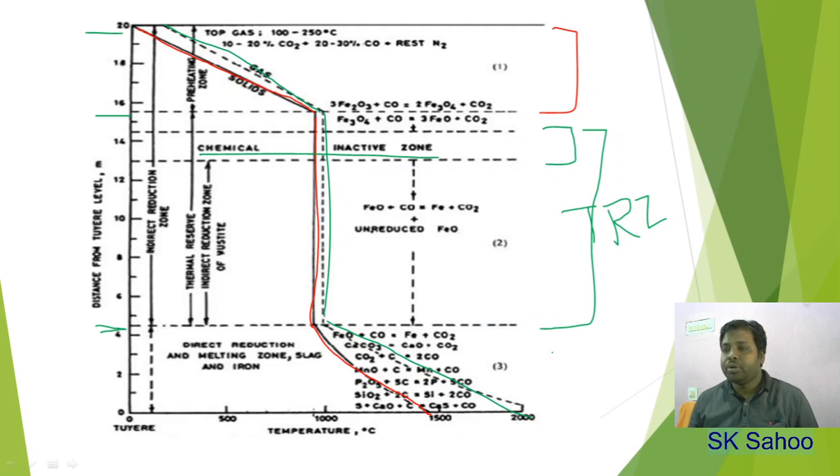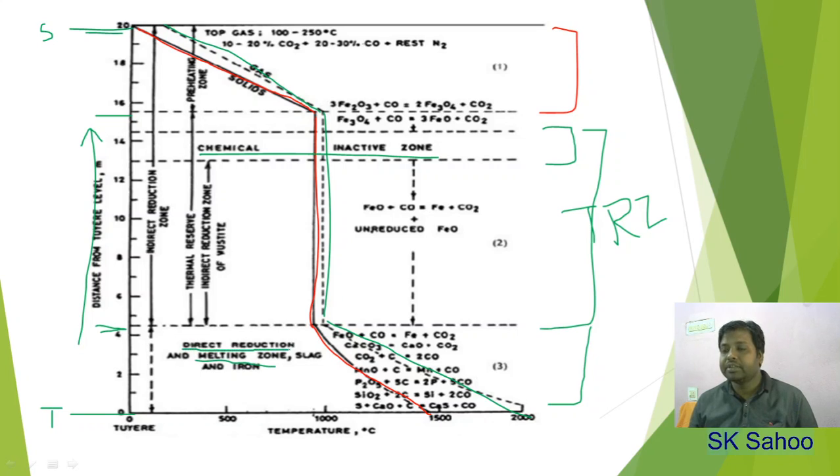Then the lower zone is just above the tuyere. What is the tuyere? Here the y-axis is the distance from the tuyere level. So 0 means it is the tuyere, and 20 meters means it is the stock line. Just above the tuyere, up to about 4 to 5 meters height, this is called your lower zone, where the melting and the direct reduction take place.